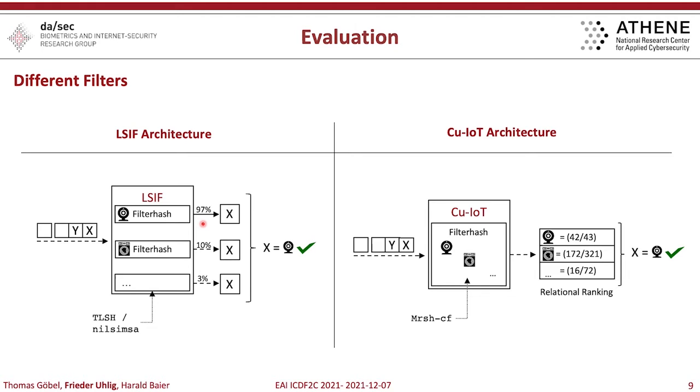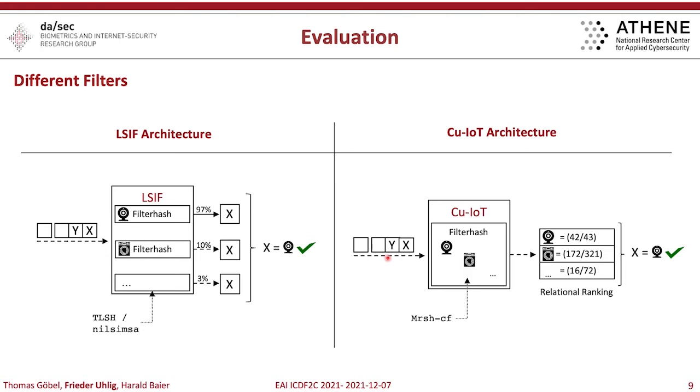And the highest ranking device then is determined to be the device of origin. They incorporate either TLSH or NIL-SIMSA in their architecture, which are both locality-sensitive hashing algorithms. And with CU IoT, which is our architecture, which incorporates MRSH-CF with cuckoo filter, there's a little different working.